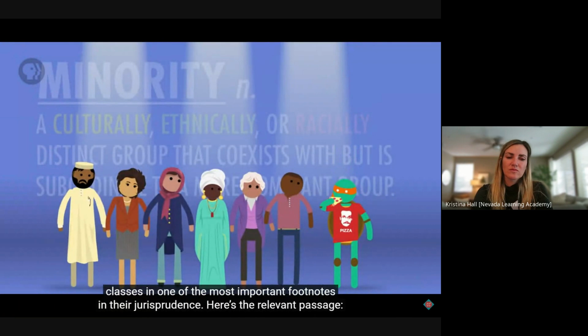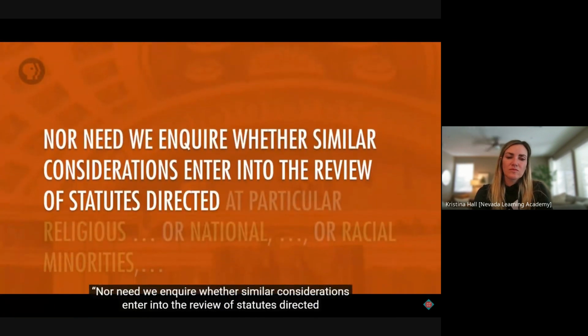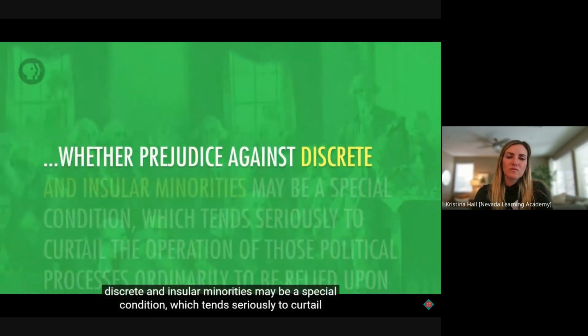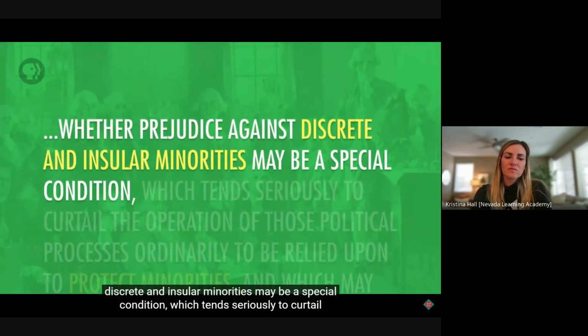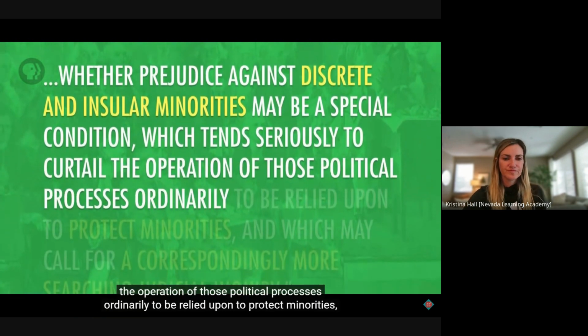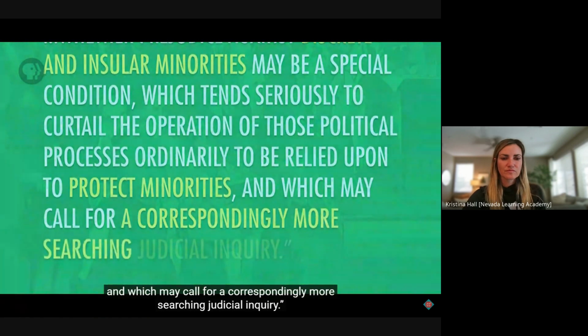Here's the relevant passage. "Nor need we inquire whether similar considerations enter into the review of statutes directed at particular religious or national or racial minorities, whether prejudice against discrete and insular minorities may be a special condition, which tends seriously to curtail the operation of those political processes ordinarily to be relied upon to protect minorities, and which may call for a correspondingly more searching judicial inquiry."